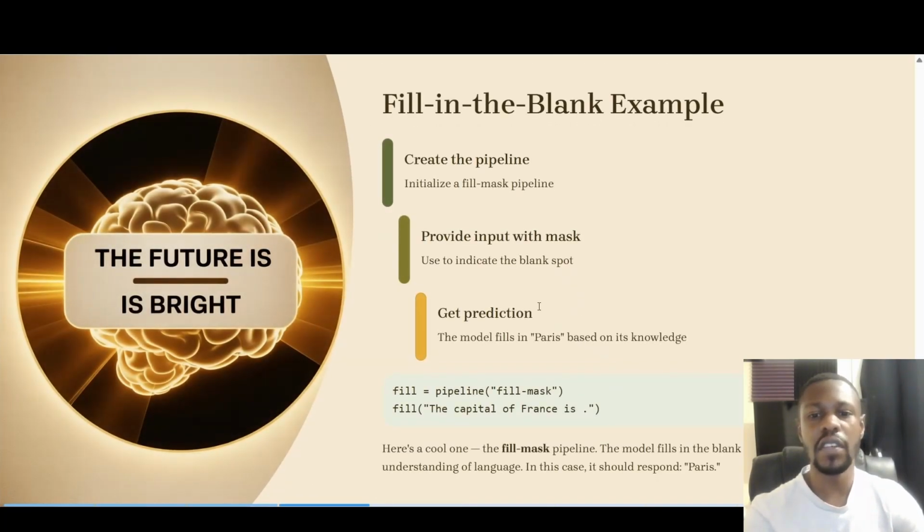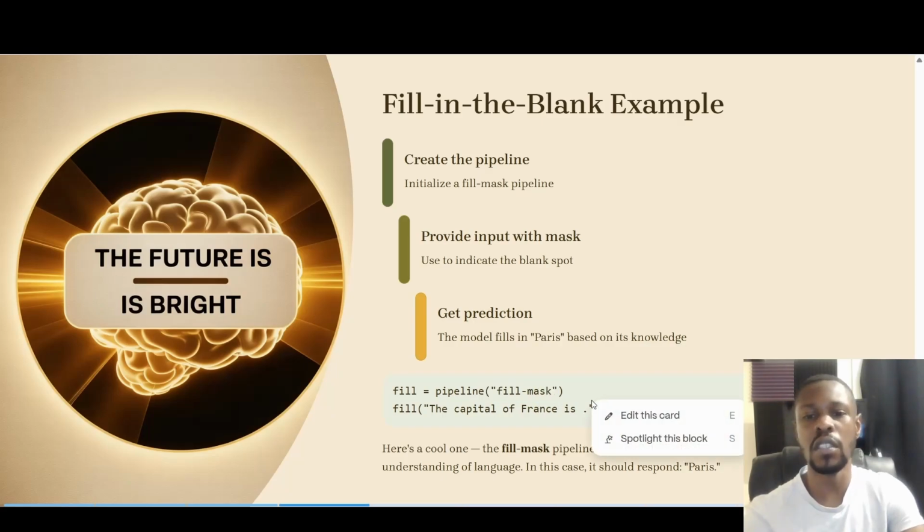And so we have this fill mask pipeline, which is a very cool one. So we have the sentence here: The capital of France is. And we're going to use our fill mask pipeline to basically fill in the word, for example. Okay, so in this case, the model will fill in the blank and it will determine that the correct answer should be Paris. The capital of France is Paris, based on its knowledge.